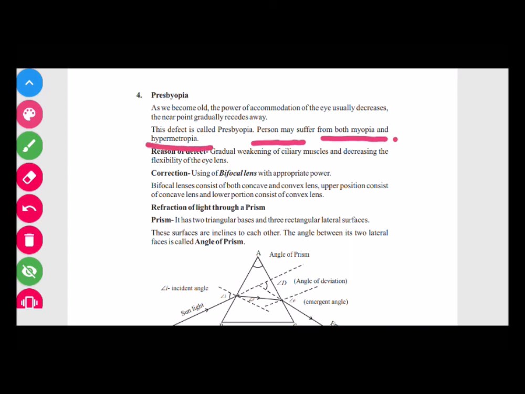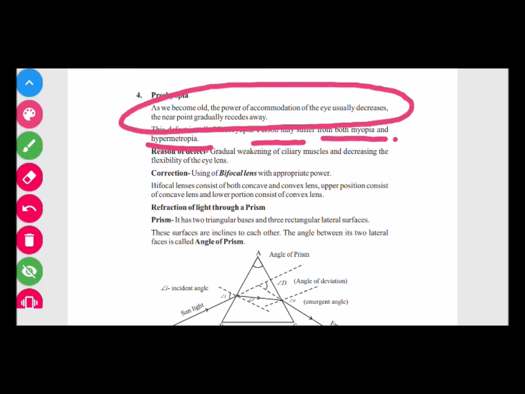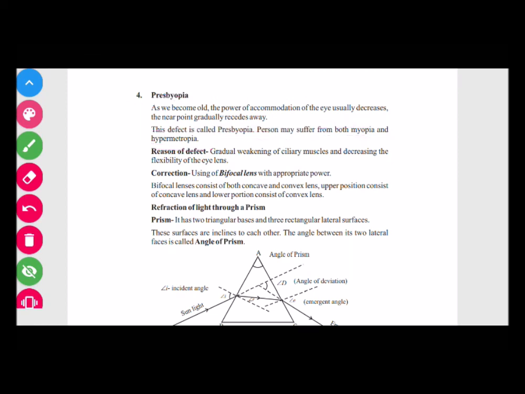An alternate definition is there. As we become old, the power of accommodation of the eye becomes so small that it will be difficult for us to see the faraway objects and nearby objects. Okay, it is because of the gradual weakening of the ciliary muscles. This can be corrected by using a bifocal lens. Ready?